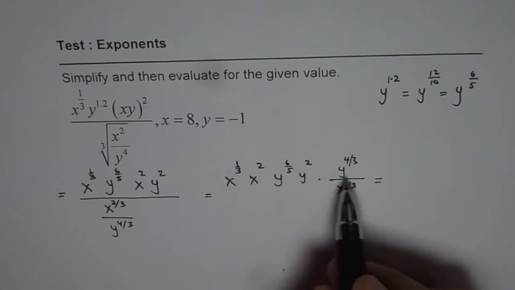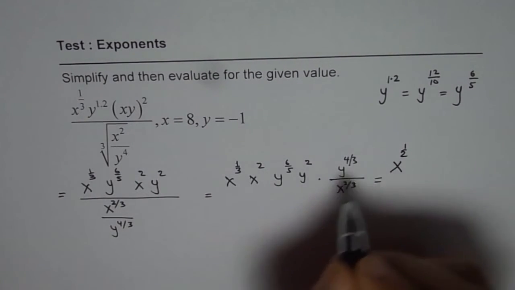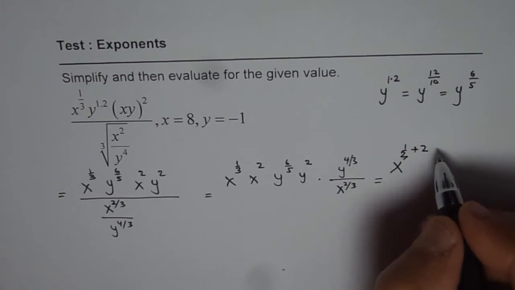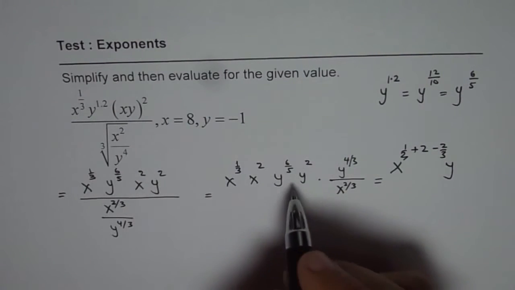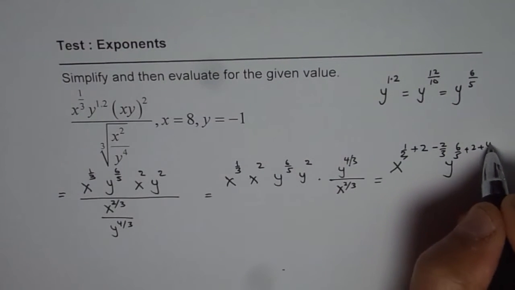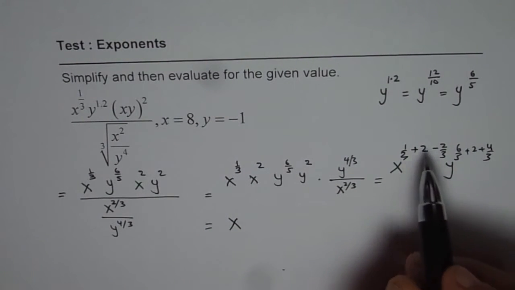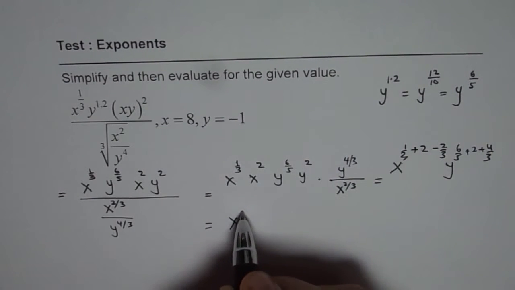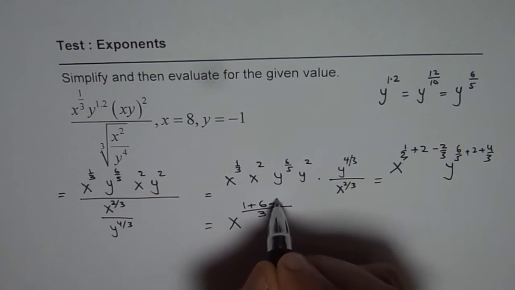So now we can combine the terms. We have x to the power of 1/3 plus 2, and this one is in the denominator, so you subtract 2/3. As far as y is concerned, we have y to the power of 6/5 plus 2 plus 4/3. Now we can do the fraction parts: 1/3 plus 2 minus 2/3. Let's make a common denominator of 3. So I get 1 plus 3 times 2 is 6, minus 2.